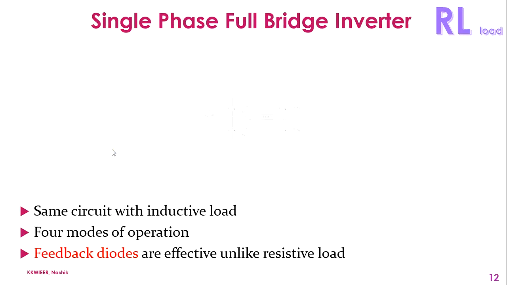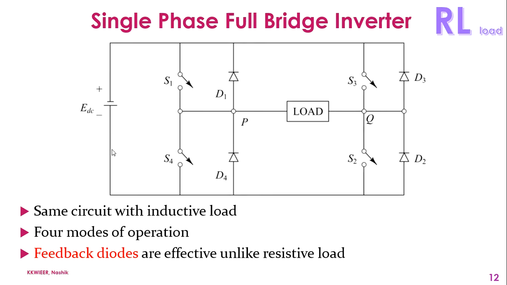Now we will see the single phase full bridge inverter with the inductive load. It has the same circuit as the resistive load, but here the feedback diodes D1, D2, D3, D4 are effective, which was not the case with the resistive load. And this single phase full bridge inverter with the inductive load operates in 4 modes. So let's have a look.